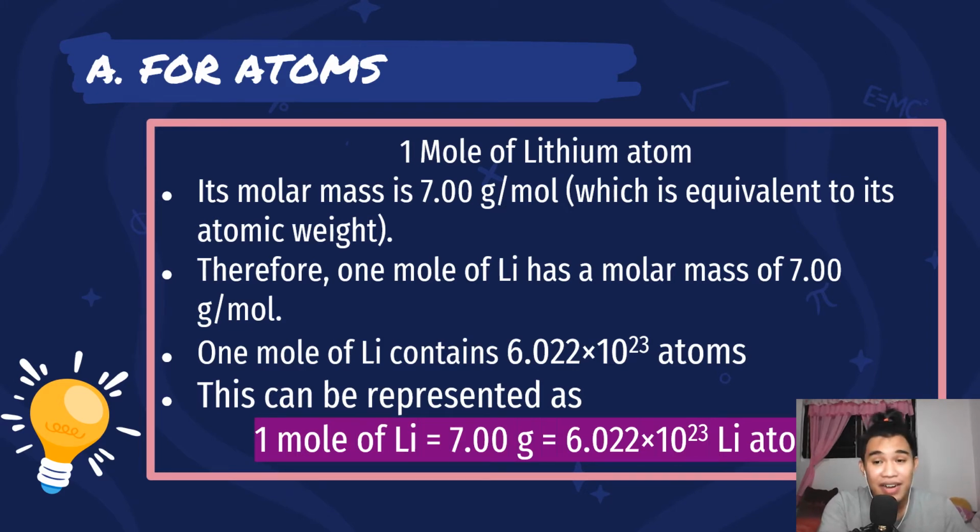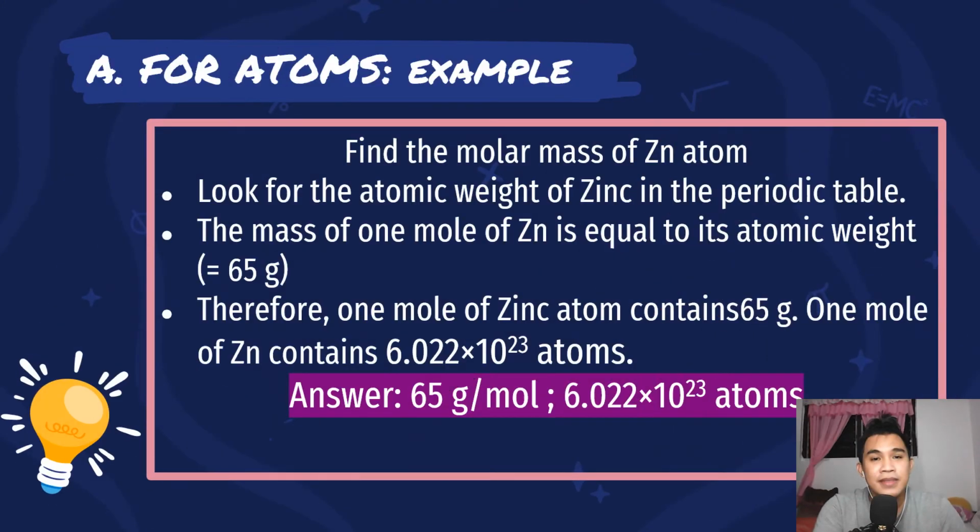Let's have another example. Find the molar mass of a zinc atom. The first step that we're going to do is to look for the atomic weight of zinc in the periodic table. Second, the mass of 1 mole of zinc is equal to its atomic weight. So if we look at the periodic table, we will find there the atomic mass of zinc, which is equivalent to 65.